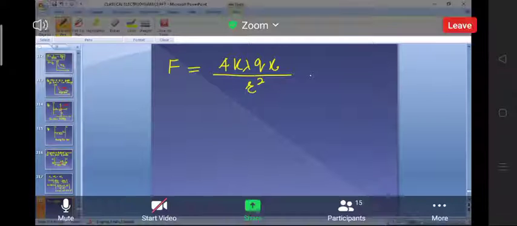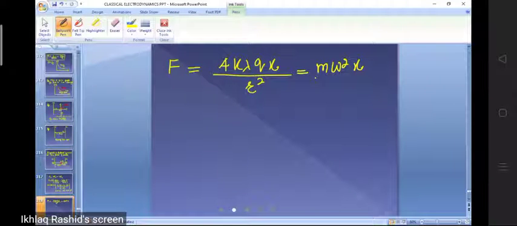Generalized, F equals m omega square x is the generalized equation for simple harmonic motion. You would have read it in classical mechanics. If not, then later when we start classical mechanics, we will study these equations well there. Till then, you will have to memorize, you will have to believe me that simple harmonic motion is simply like this: m omega square x, where omega is the angular frequency of the charged particle, m is the mass, and x is the displacement.